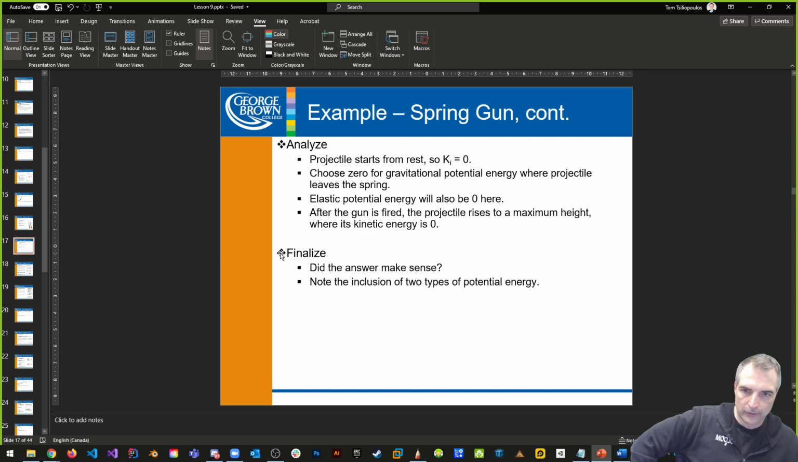Okay? So again, we know the projectile starts at rest, so the kinetic energy is 0 at the beginning. We're going to choose 0 for gravitational potential energy where the projectile leaves the spring, okay? Think about this as at the bottom. It's sitting at rest at the bottom of the quote-unquote ground, the ground level of the spring. The elastic potential energy here will also be 0. After the gun is fired, right, the projectile rises to a maximum height where the kinetic energy is 0 and the potential energy is maxed, okay? And that's kind of the way we would think about this system.